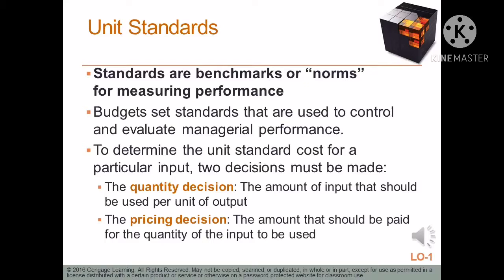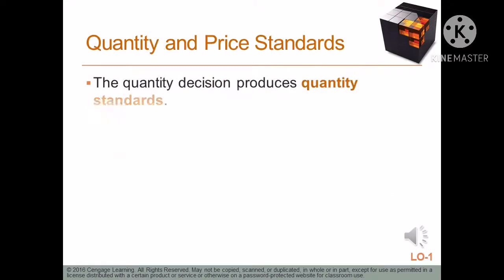To determine the unit standard cost for a particular input, 2 decisions must be made. The first decision is the quantity decision, and the second decision is the pricing decision. Quantity decision is the amount of input that should be used per unit of output. Pricing decision is the amount that should be paid for the quantity of the input to be used.